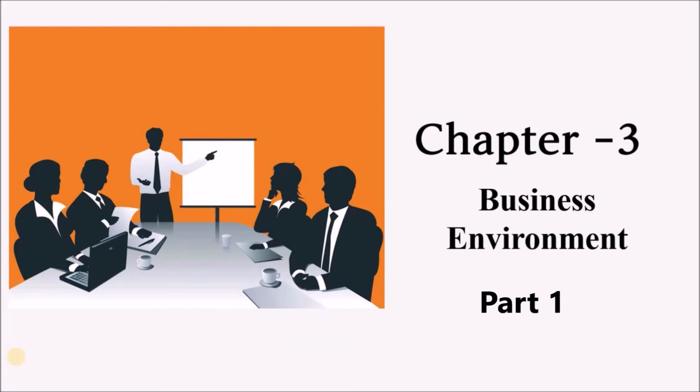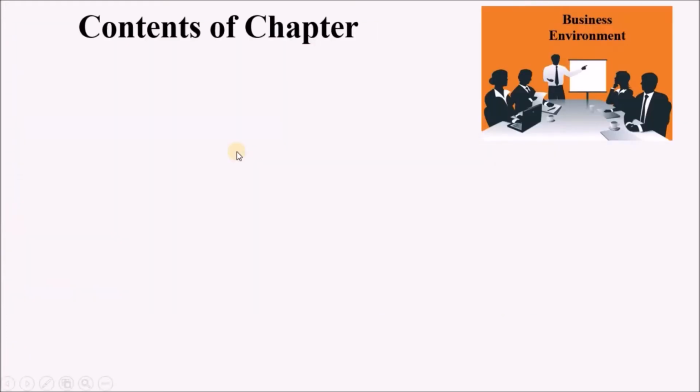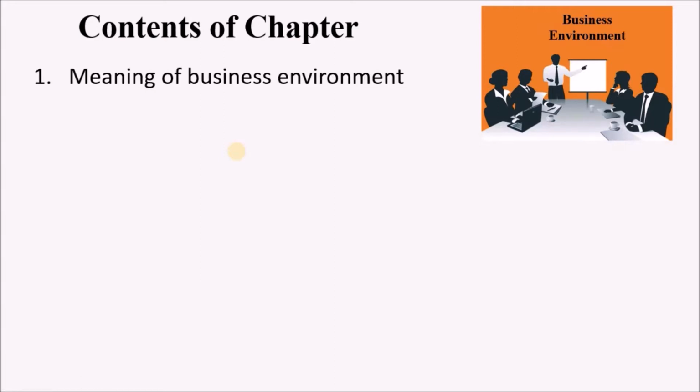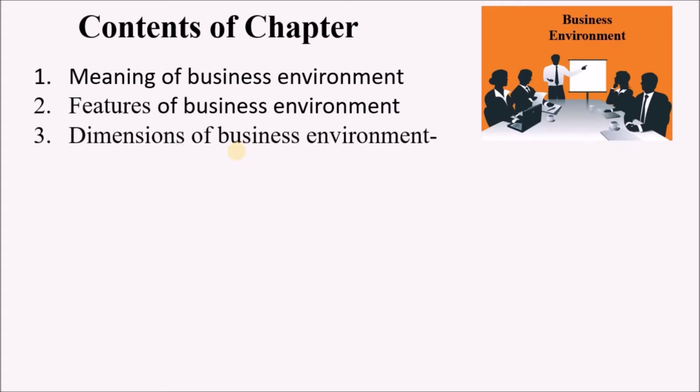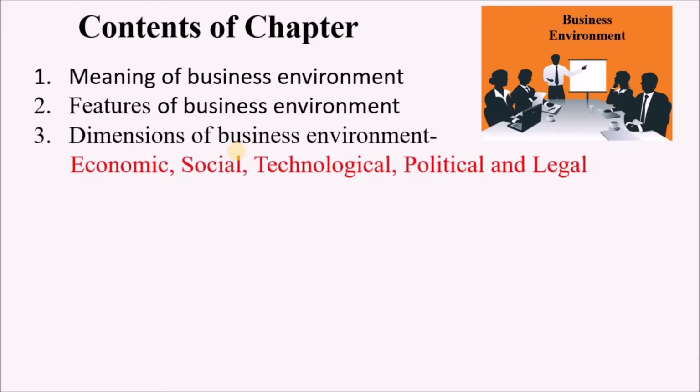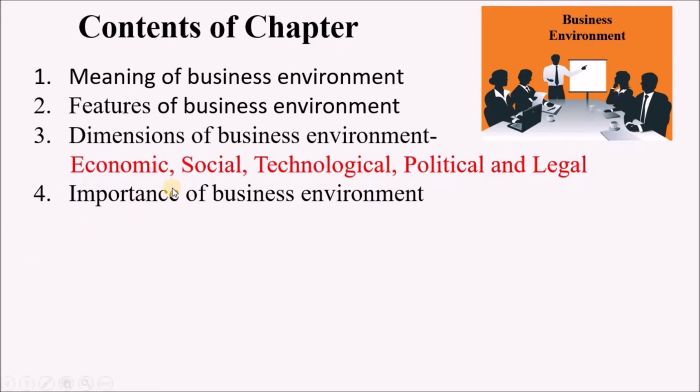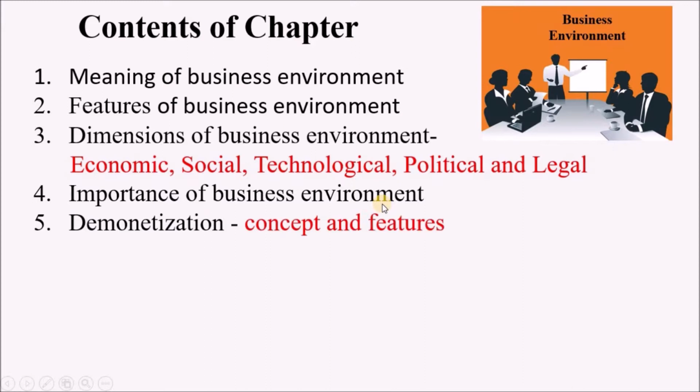Today I am going to do chapter number 3, that is business environment. Now let us see the contents of this chapter. First is meaning of business environment. Second, features of business environment. Third, dimensions of business environment, and we are going to do 5 dimensions under this: economic, social, technological, political and legal. Then we are going to do the importance of business environment. Then demonetization, concept and features.